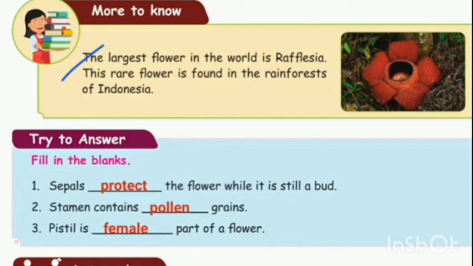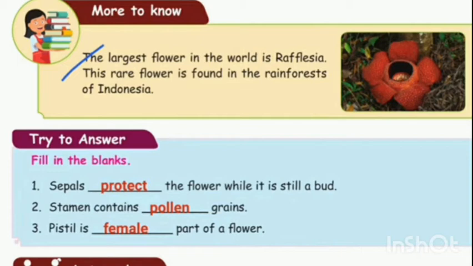Try to answer. Fill in the blanks. Sepals dash the flower while it is still a bud. Answer: sepals protect the flower while it is still a bud. Second, stamen contains dash grains. What is the answer? Pollen grains. Pistil is dash part of a flower. Pistil is a female part of a flower.